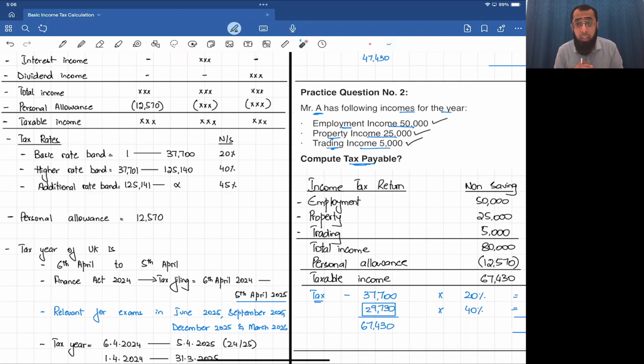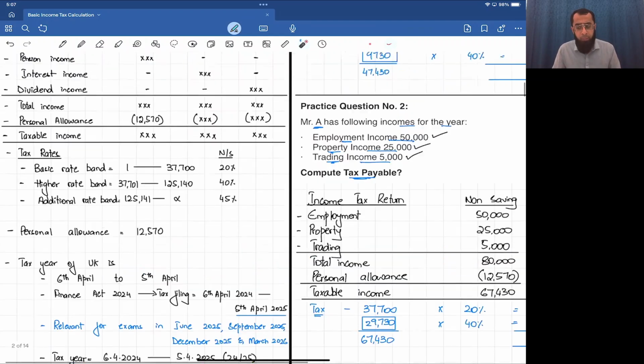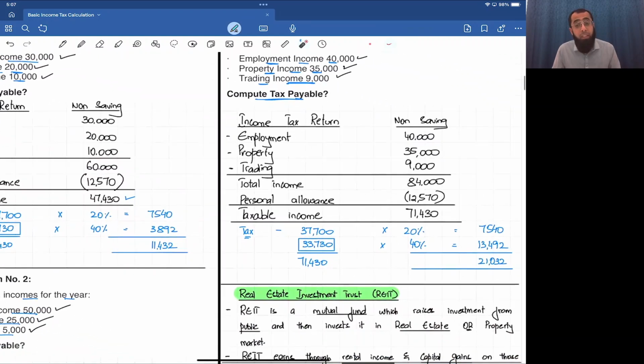This whole discussion was done in the previous class. I hope you all remember, because we applied it in 6 practice questions, which we did in the previous class. We also looked at the tax year, that in the UK, the tax year starts on 6th April and ends on 5th April. We are talking about Finance Act 2024, which is the tax year starting from 6th April 2024 to 5th April 2025, which is 24-25. And it is relevant for the exams of June, September, and December 2025 and March 2026. We looked at all of this, and we applied it in the practice questions.